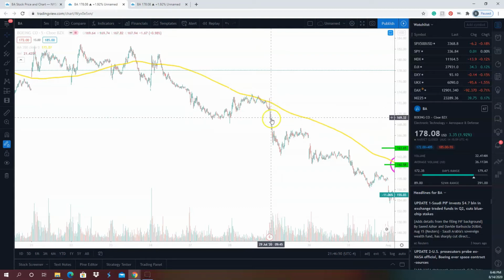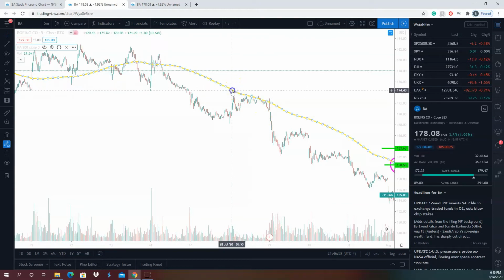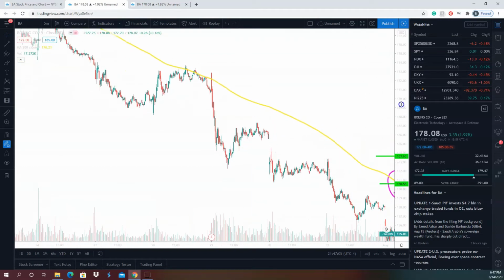Boeing comes all the way down. And what does it have to do with the 200-day moving average? It rejected this level here. Large financial institutions use the 200-day moving average as a direct indication of when they should invest in a certain stock. They're smart with their money.